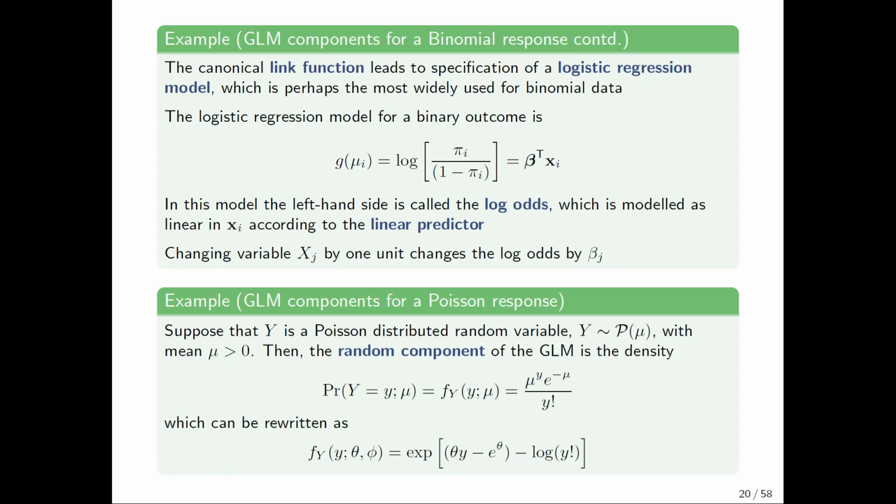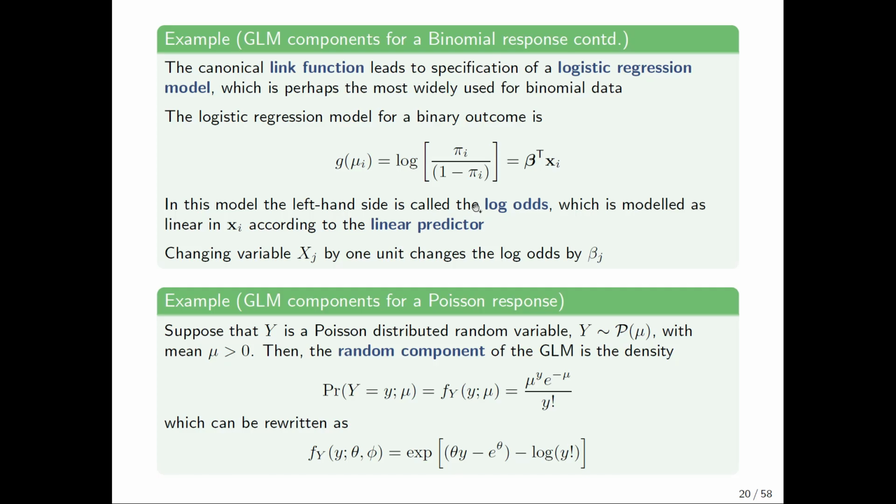The canonical link for the binomial leads to the specification of a logistic regression model, which is perhaps one of the most widely used GLMs that we have for binomial data. There are other choices actually. We could use a probit model, but the logistic model relates the log of pi_i over 1 minus pi_i directly to the linear predictor. The left-hand side is called the log odds, and it's modelled as linear in x_i, so changing variable x_j by 1 unit changes the log odds by beta_j, and we'll look later at how to interpret that in practice.